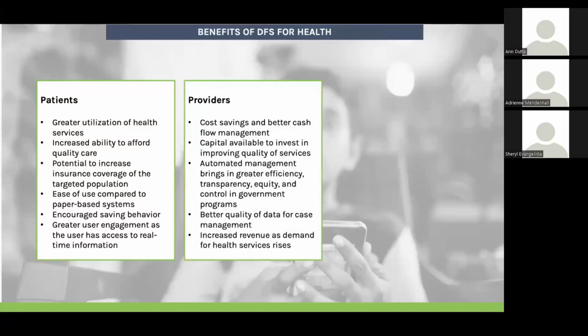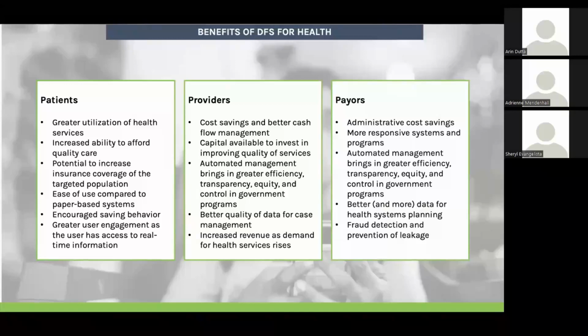Providers are able to save money. They're able to invest that saved money into improving the quality of services, whether that is hiring more people or purchasing diagnostic equipment. They're able to invest in the care that they provide, while also capturing better quality data and increasing revenue from that rising healthcare demand. And then payers, of course, are going to be saving drastically on administrative costs, going to have better visibility on the care that people are seeking, detect fraud when it happens and prevent leakage within the system, and have access to better data for health systems planning.